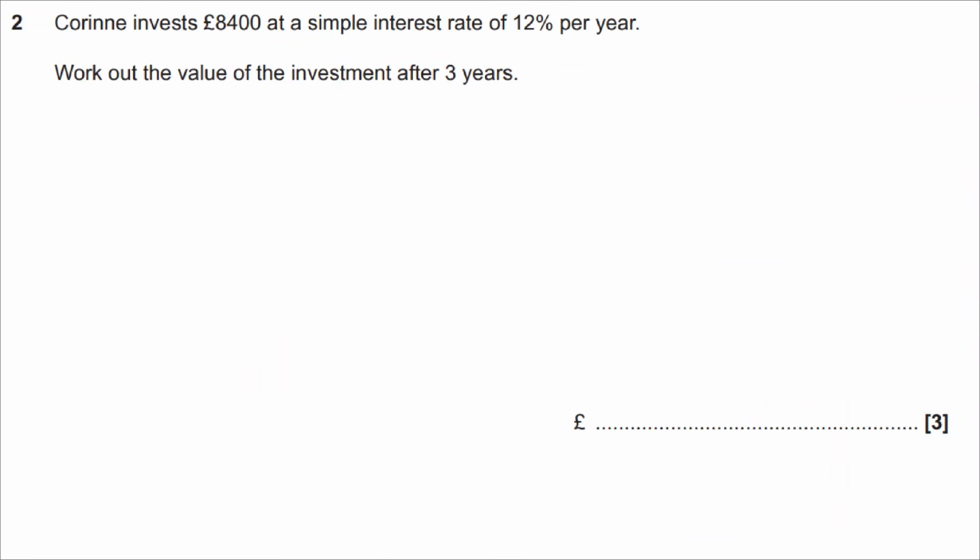Question 2. We've got this. Corey invests £8,400 at simple interest, so not compound, at 12% per year.